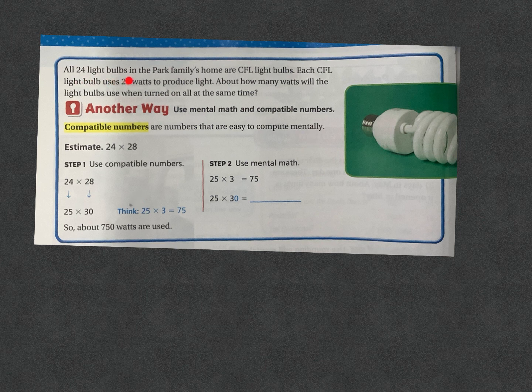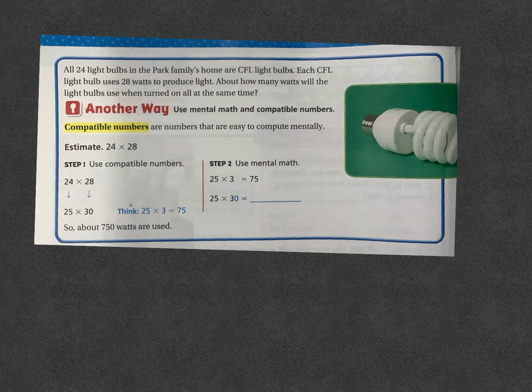All 24 light bulbs in the Park family's home are CFL light bulbs. Each CFL light bulb uses 28 watts to produce light. About how many watts will the light bulbs use when turned on all at the same time? We can use mental math and compatible numbers. That just means numbers that we know will work together well. Compatible numbers are numbers that are easy to compute mentally.